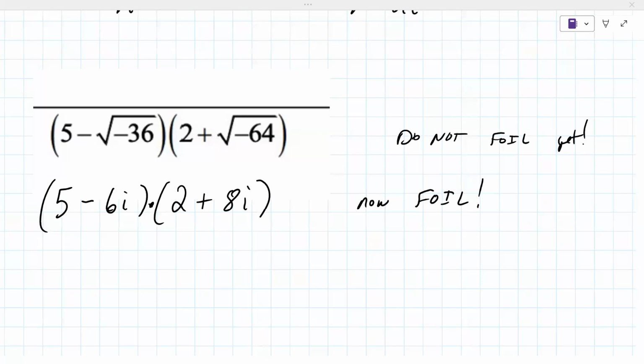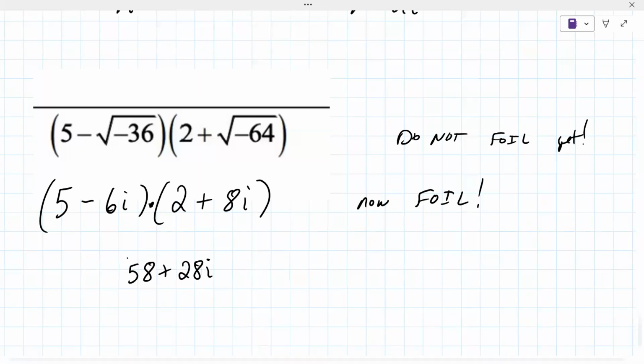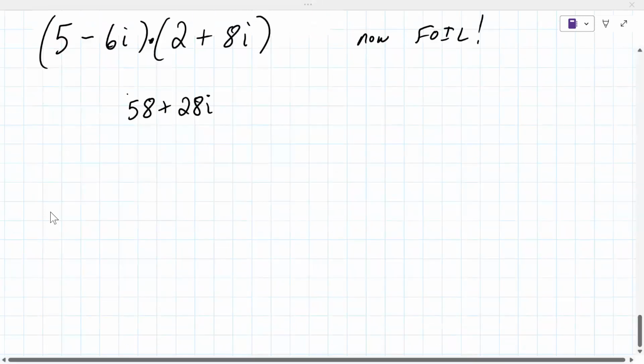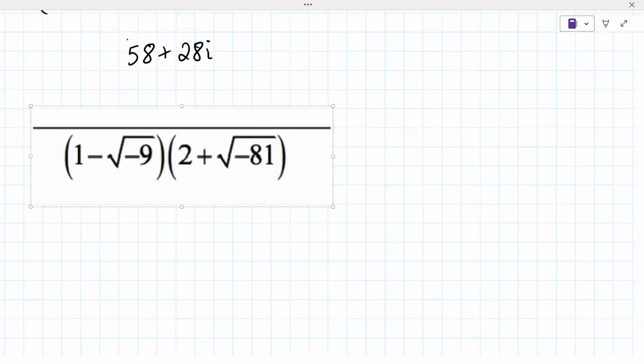So I finished FOILing it. I got 58 plus 20i. Good, good. All right, excellent. Okay, so that's good for that. So why don't you try the third one on the top row on your own, see if you have any issues. It's the same setup as the previous problem. You want to reduce the roots first and then FOIL.